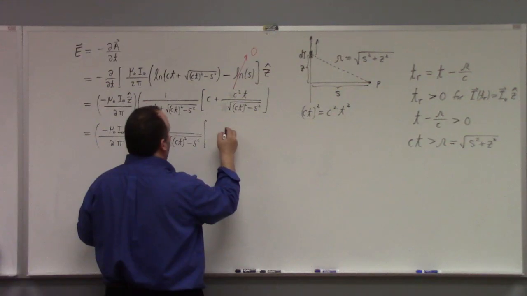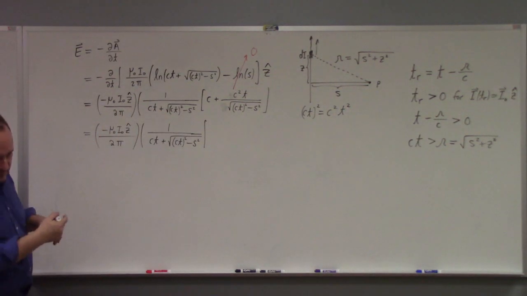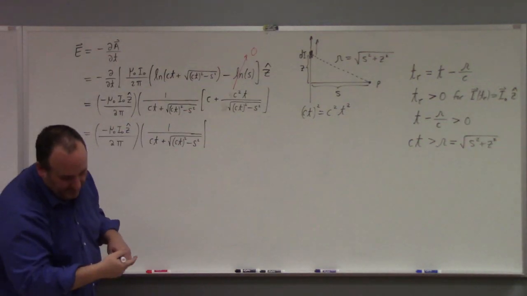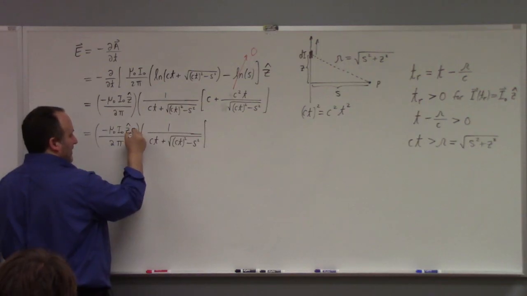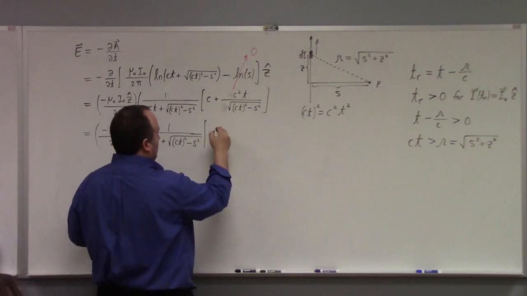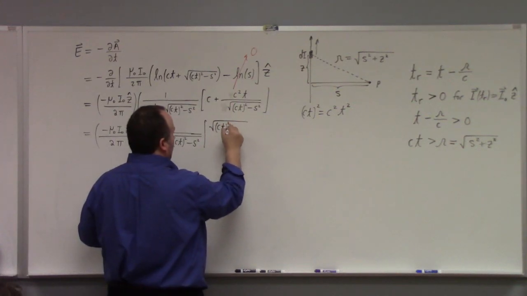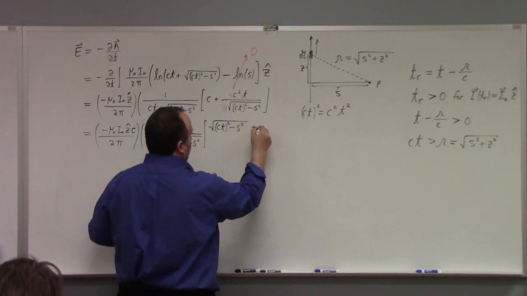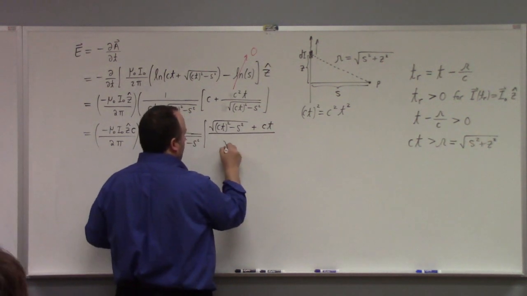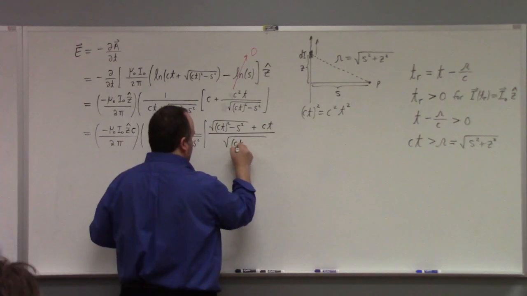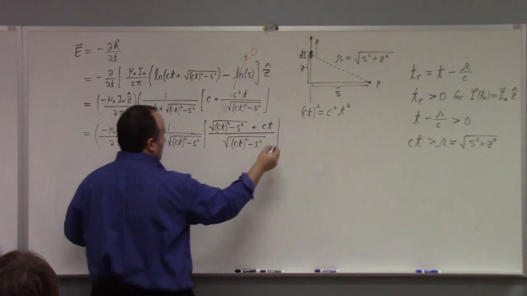All right, then common denominatoring this thing. Pull a c out, by the way. I think I want to factor a c. Yeah. Factor a c out of this thing. Yeah. There it is. Now that's a 1. So I've just got a square root of CT quantity squared minus S squared plus CT divided by the square root of CT quantity squared minus S squared. Close the bracket. Close the other bracket.